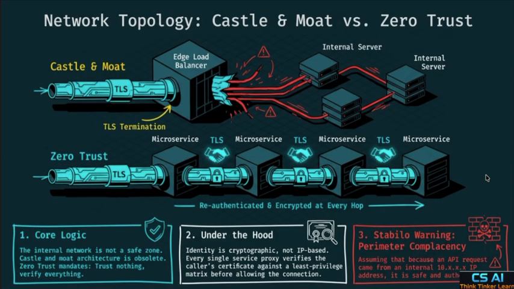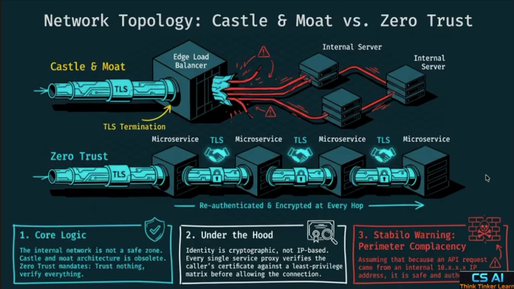The old castle and moat topology, where you have a hard outer shell and a soft, trusted interior, is dead. In a modern architecture, we assume the internal network is already compromised. Zero trust mandates: trust nothing, verify everything. In this model, identity is cryptographic, not IP based.